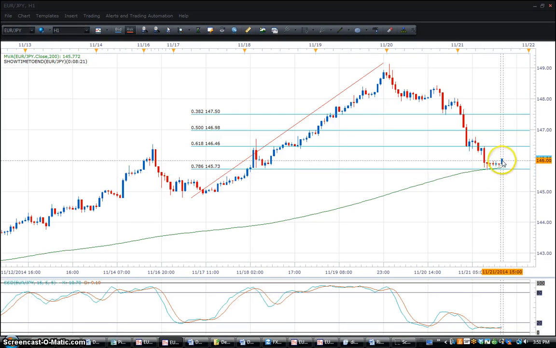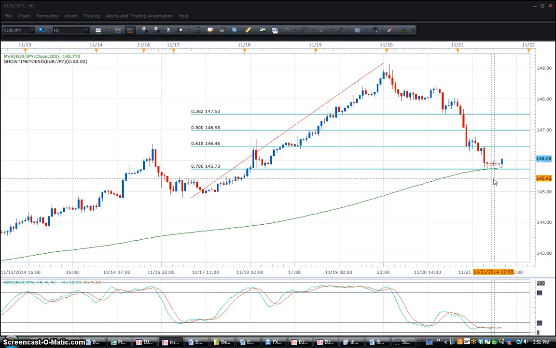But as price starts to move to the upside, and as slow stochastics comes up above 20, if that indeed does happen, an aggressive trader could go long the pair and put their stop below the 786 level right here, just anywhere below that.